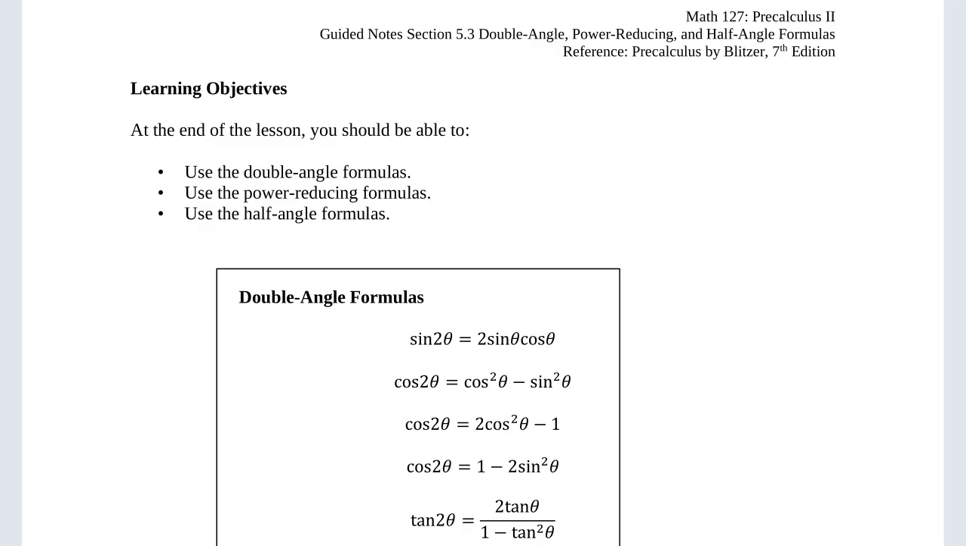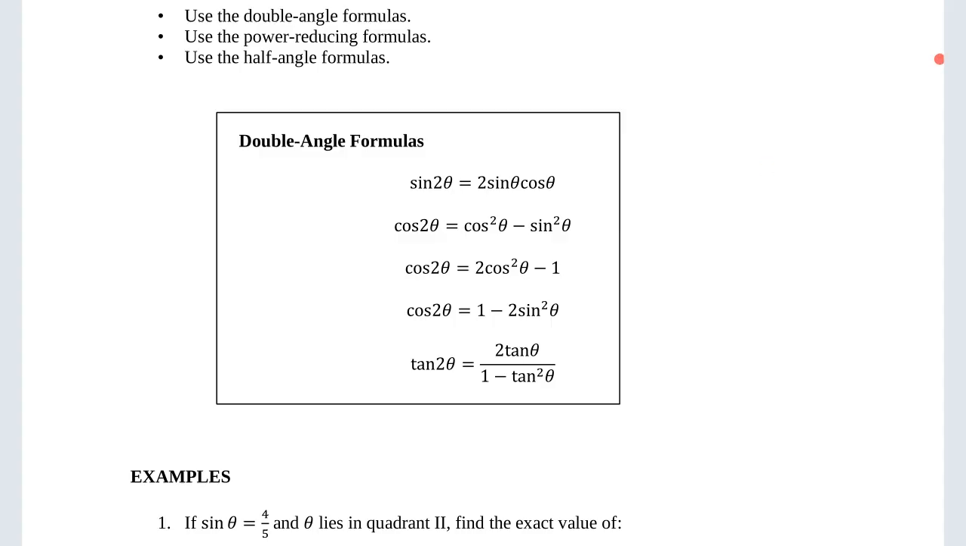apply. So, by the end of the lesson, you should be able to use the double angle formulas, power reducing formulas, and half angle formulas to evaluate expressions, and then verify, of course, identities and find exact trigonometric values. Okay, so again, let's go ahead and begin with the double angle formulas.